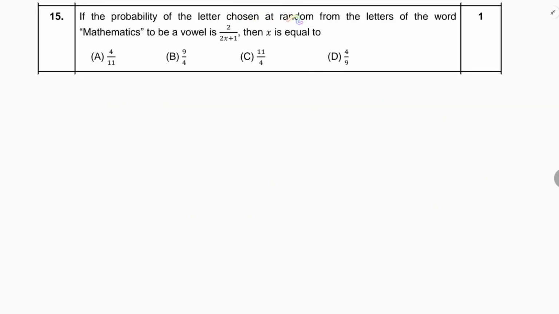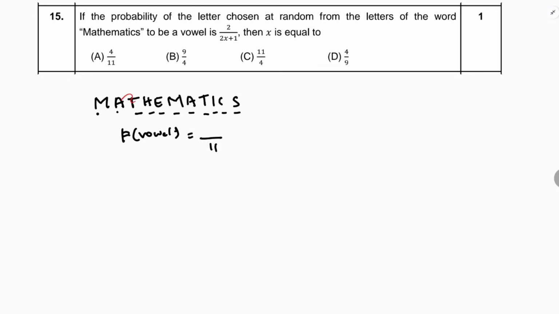If the probability of a letter chosen at random from the letters of the word mathematics to be a vowel is 2 by 2x plus 1. So in the word mathematics, see, total letters are 1, 2, 3, 4, 5, 6, 7, 8, 9, 10, 11. So probability of vowels, so here total is 11, and in that vowels are like A, E, A, I. So there are 4 vowels here.